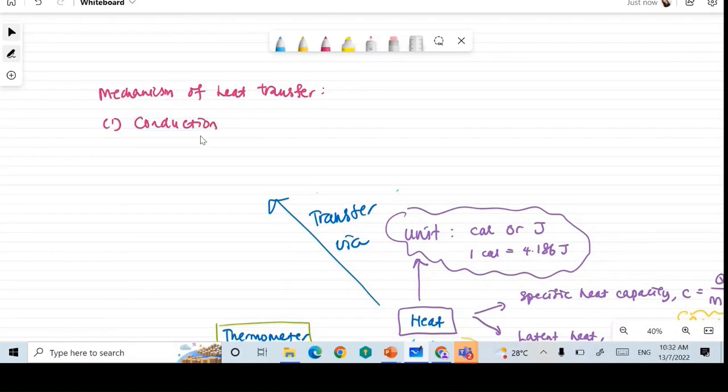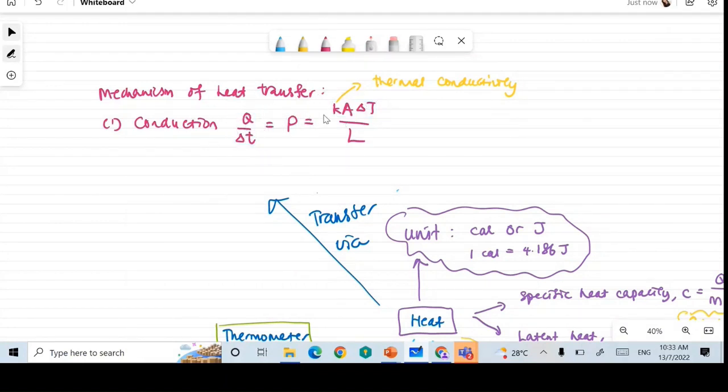This conduction is due to the vibration of molecules, right? So the rate of heat transfer, Q over delta t, or sometimes we call it power, is equal to kA delta T divided by L, where k is called the thermal conductivity. Different materials have different values of thermal conductivity. Usually metal has a high value of thermal conductivity. So based on here, the rate of heat transfer is proportional to the thermal conductivity.